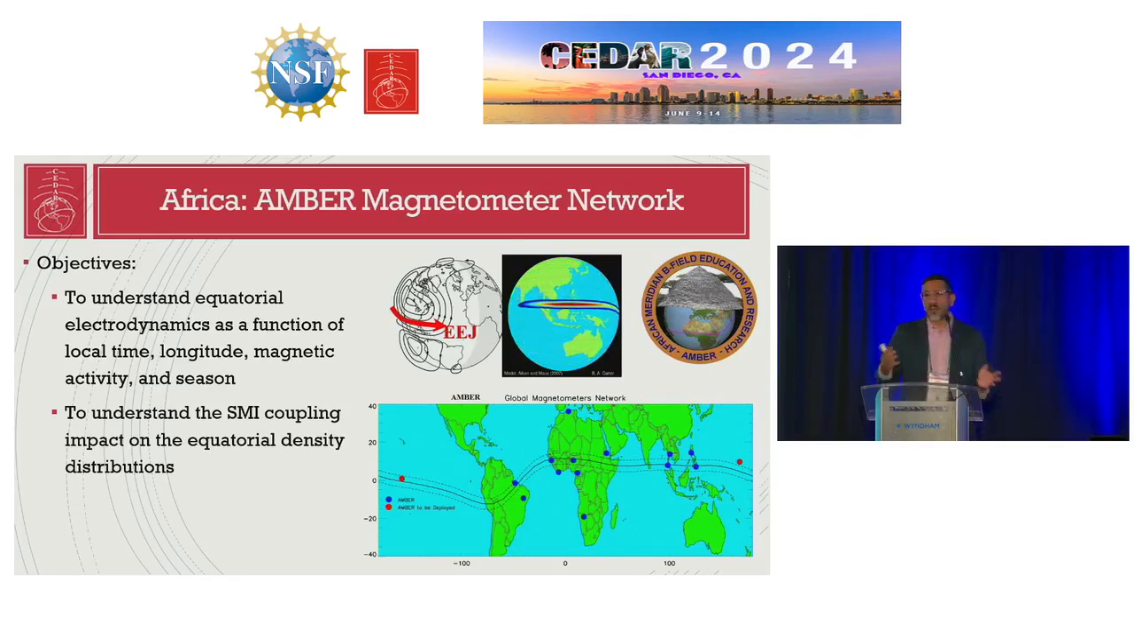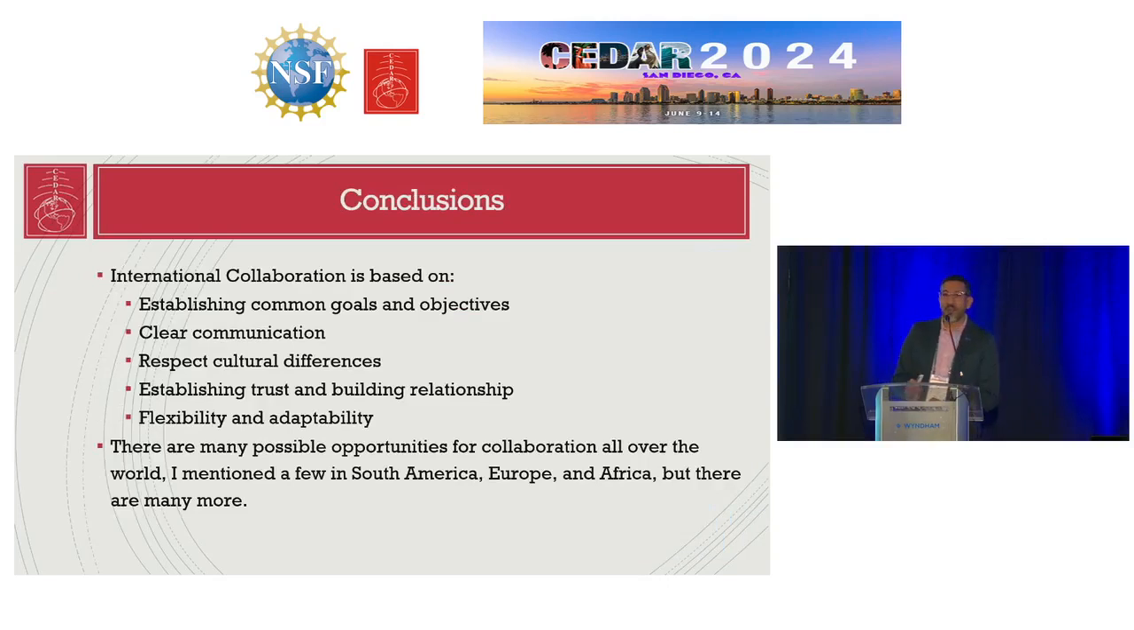So, as I said, there is collaboration all over the world, and I think we as scientists will have the opportunity to do it, also trying to make an impact and involve more people in the field from other places. So with that, I will conclude my talk. Remember that international collaboration is always based on common goals, clear communication, respect for differences, establishing trust, flexibility, and adaptability. There's something we can change, there's something we cannot. And thank you.